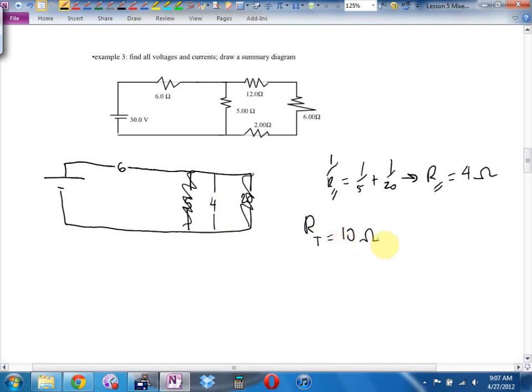10. All right. Total current is total voltage divided by total resistance. It's going to be 30 divided by 10. Total current is going to be 3.0 amps. Now I'm going to start labeling my original diagram. All right, yeah, it is 3 amps, isn't it? Yeah, okay. Start coming off the chairlift.